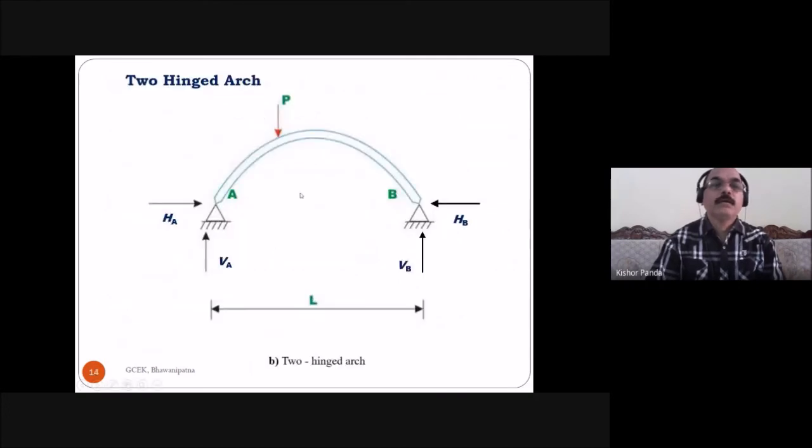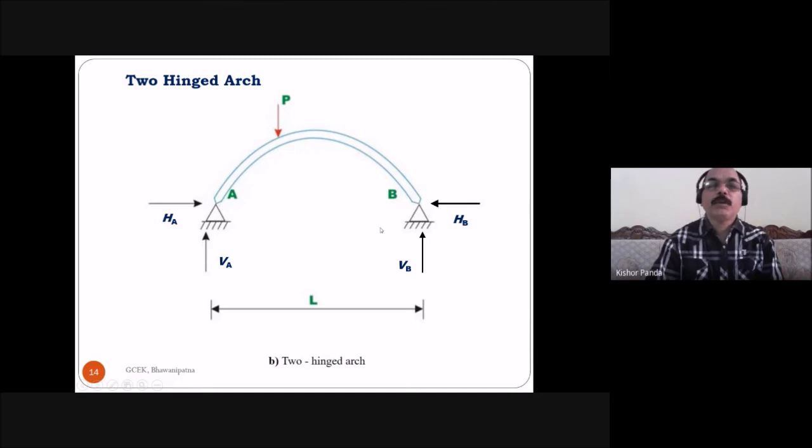Then this is two-hinge arch. In a two-hinge arch, there is no hinge at the crown. The only two hinges are provided at the two supports.